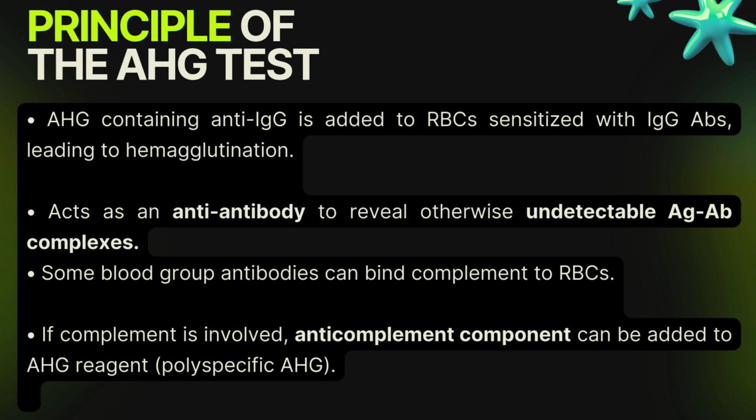So, additionally, some blood group antibodies have the ability to bind complement to red cells. In these cases, a polyspecific AHG reagent can be used, which includes an anti-complement component. So this ensures we capture all possible interactions, providing a comprehensive view of the immune response. So by understanding these interactions, we can more accurately interpret these test results, leading to better patient outcomes.